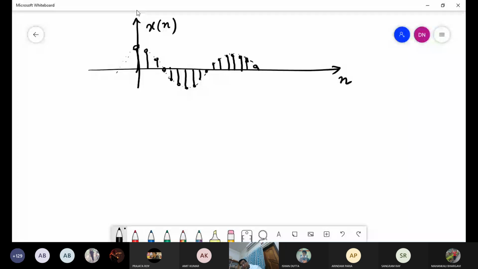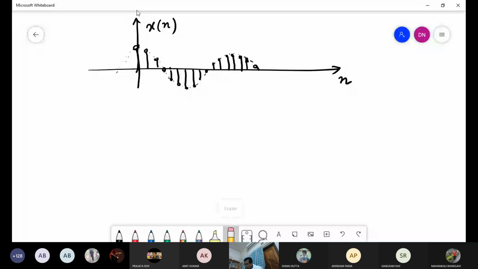This is for a particular value of omega n. Then if you change the value of omega n, the shape of the signal will vary. I will show you for what values of omega what will be the actual graphical nature, the shape of the signal. Okay, I will show you that later.